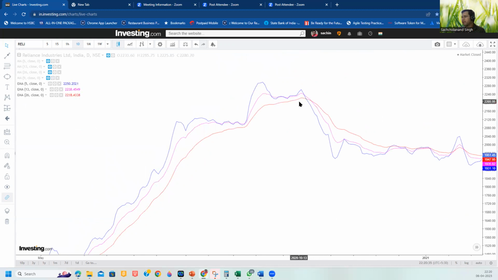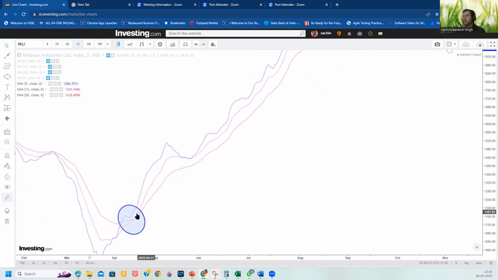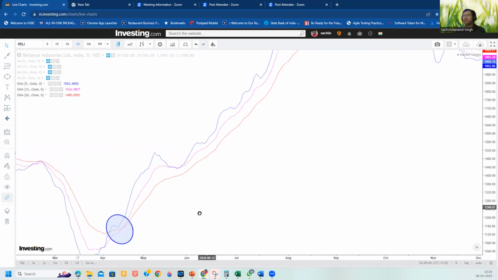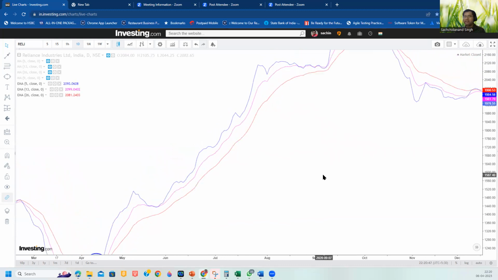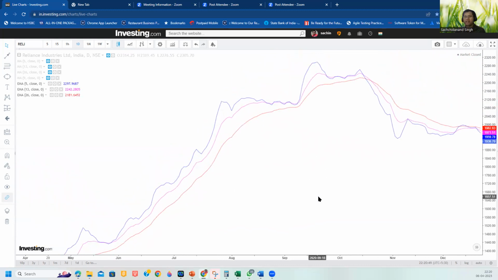That means the October month, 2020, and this is which month? March or April month. So around 6 months, it is giving you 100% result. A 1100 stock becomes 2200 in 6 months, 100% result.